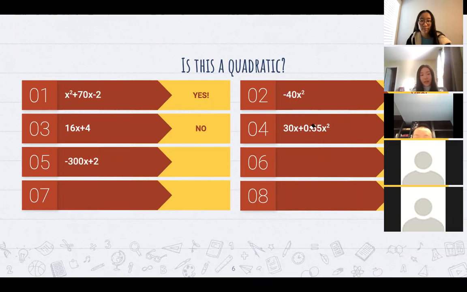Okay, negative 300x plus 2. This should be pretty simple. Yeah, so this is not a quadratic, only a linear term. What about this one? y squared plus 3y cubed plus 8.